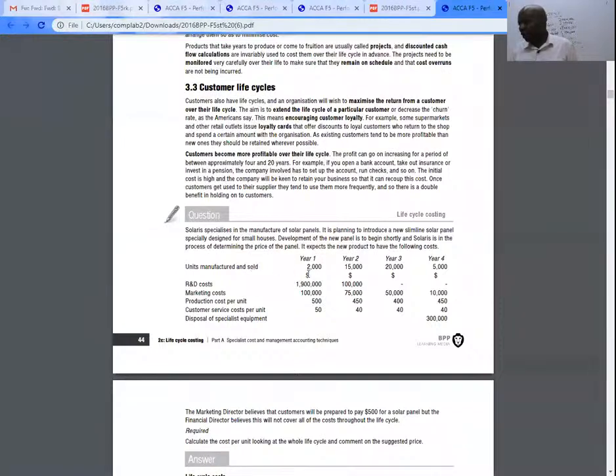Year 1, 2,000. Year 2, 15,000. Year 3, 20,000. Year 4, 5,000. Kindly give us the answer. Give us the total quantity. The total quantity, if you add up, what total quantity are we going to get for the 4 years?